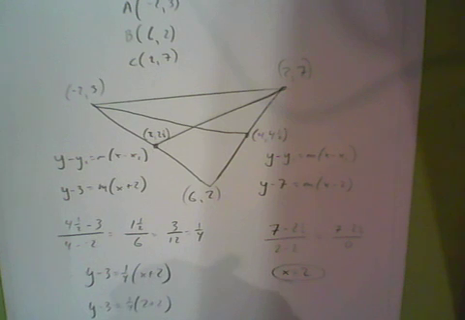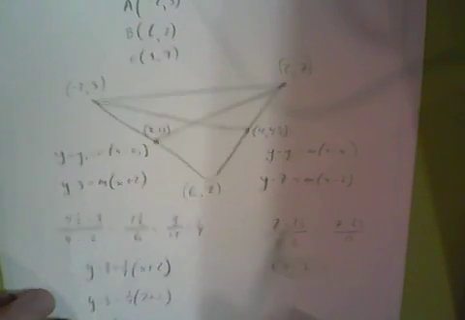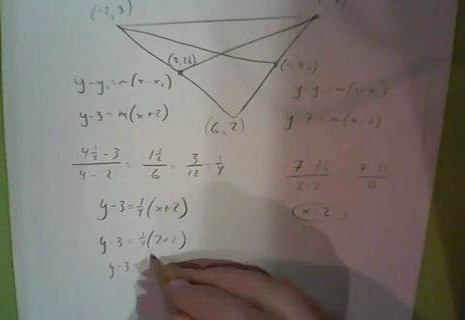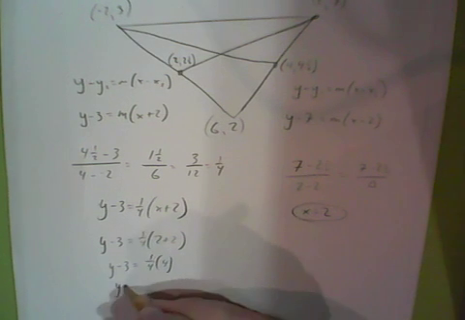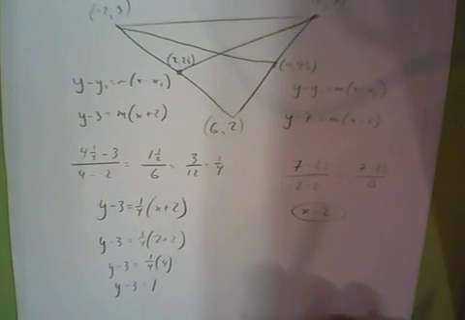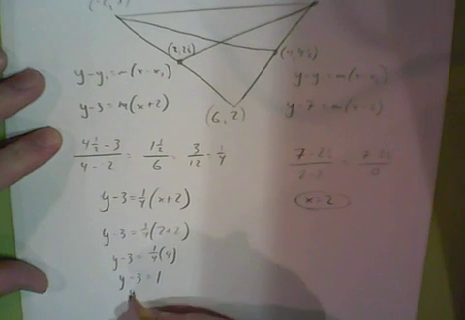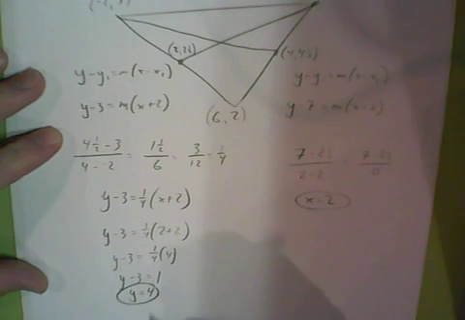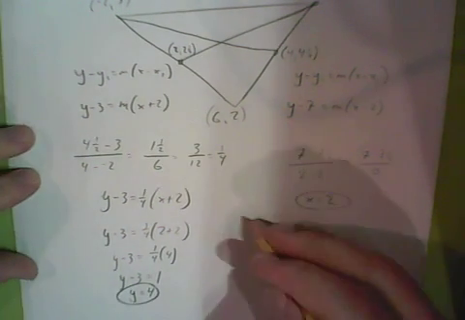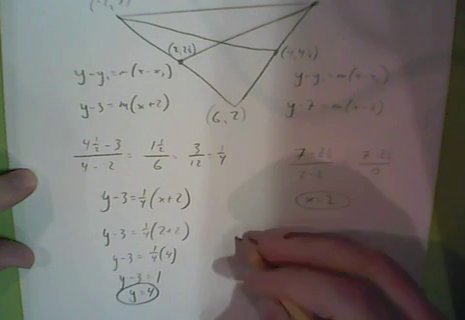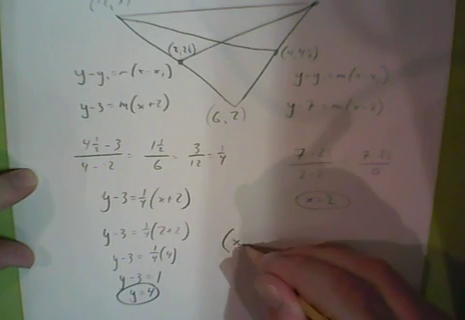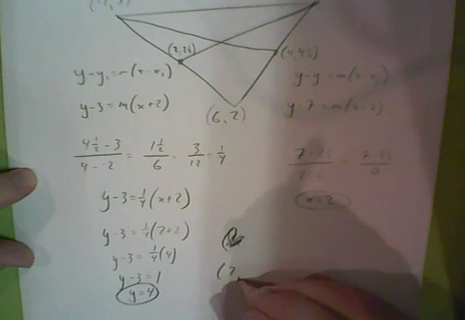So we have y minus 3 is equal to, I suppose I should move that so you can see what I'm doing. y minus 3 is 1/4 times 4. So y minus 3 is equal to 1. Add 3 to both sides, we get y is equal to 4. So the coordinates of the centroid here are going to be x equals 2 and y equals 4. Oops, so x is 2, y is equal to 4.